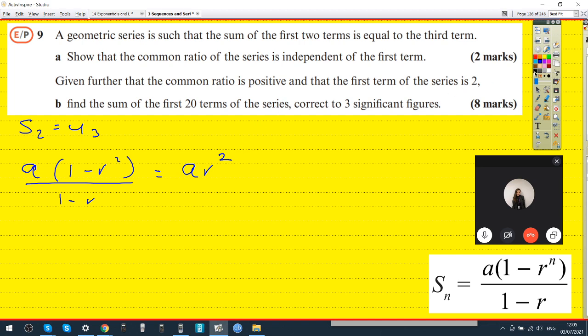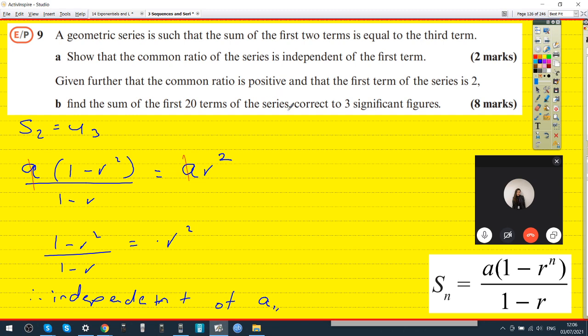And how can you simplify? You want to get rid of the fraction first. So they wanted us to show that this is independent of A. So you want to get rid of A. So you could divide by A on both sides, which cancels them out. And so 1 minus R squared over 1 minus R is equal to R squared, therefore it's independent of A. So it doesn't matter what the first term is.